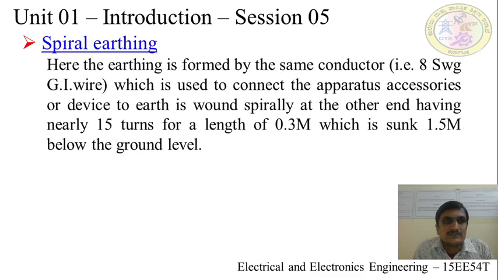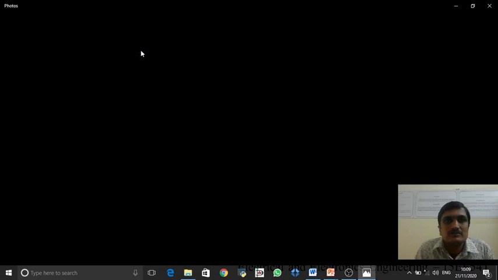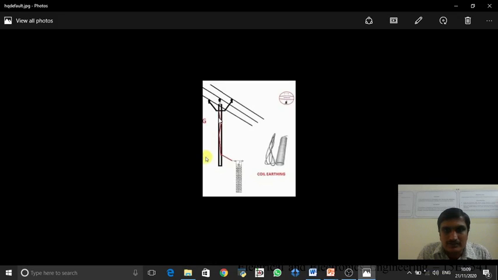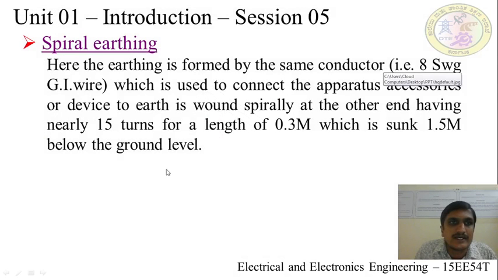Next, spiral earthing. In the first slide, as I have told, it's used for electric pole earthing. How the electric pole earth in the earlier days, just you see the image. See, the same conductor is used for making the coil and connecting to the electric pole. This is a coil. Okay, coming to the slide.